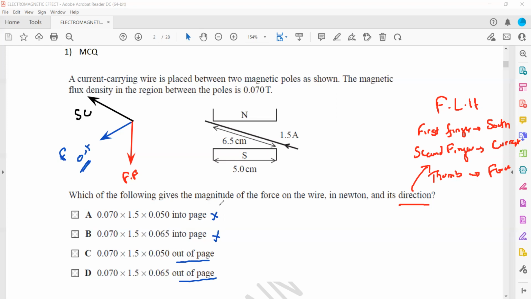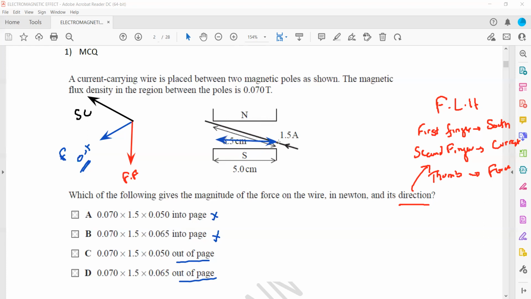The total length of the wire is 6.5 centimeter. But which part of the wire, which length, is perpendicular to the magnetic field? This is the magnetic field, which is from north to south. So this is 6.5 and the horizontal length is 5. This is given as 5 centimeter. So what length will we take?